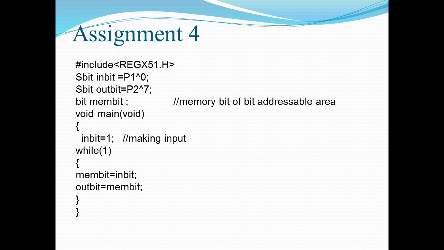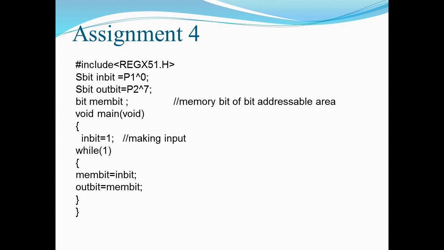So after #include <reg51.h>, you can see that it starts with sbit, and after that the name of that variable, that is inbit, is equal to P1^0. So here, instead of a dot, we have to use a cap, so that the compiler recognizes that we have to read port number 1 line number 0. This is the input line. Let us declare the output line, that is sbit outbit is equal to P2^7.